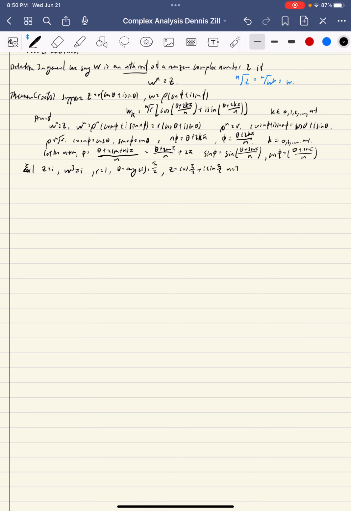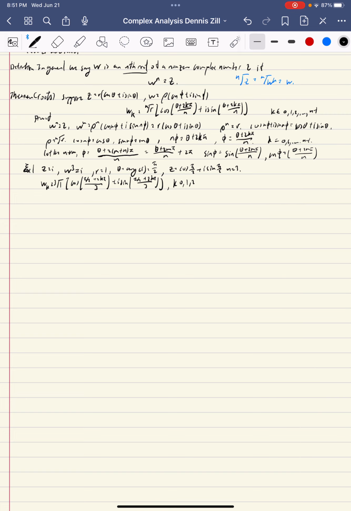And n is equal to 3. And now we have the formula. Let's write it again. That is equal to the cube root of 1, times cosine of (pi over 2 plus 2k pi) over 3, plus i sine of (pi over 2 plus 2k pi) over 3, in brackets, where k goes up to 2, because that's n minus 1.